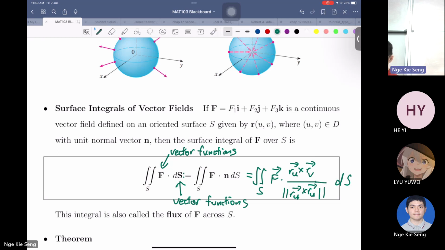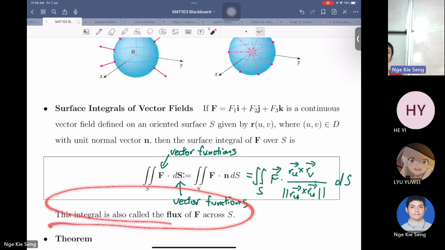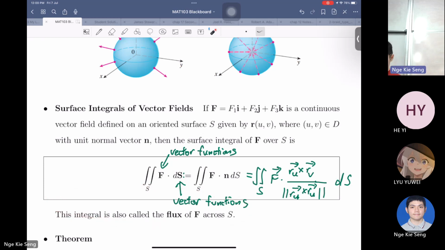You can see that there's some subtlety here. This x is bold, this x is not bold. What does bold x mean? It's a vector. So how do I get rid of the vector? I take out the direction. The direction I take out here is the normal vector to the tangent plane. So this is the definition. We call this a flux, or a flux integral sometimes.